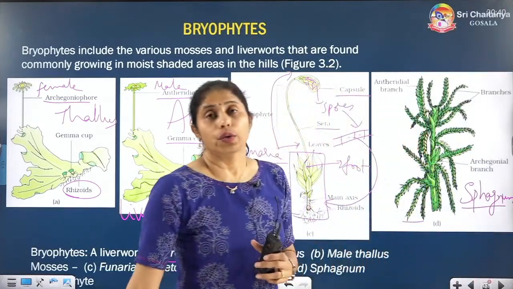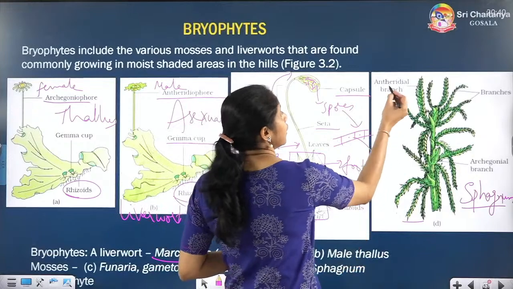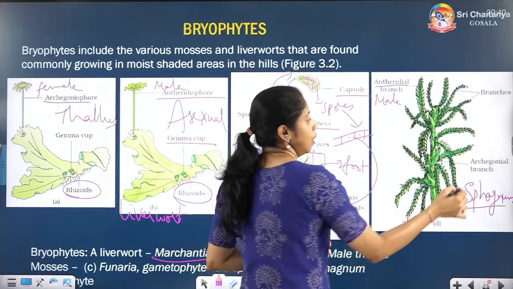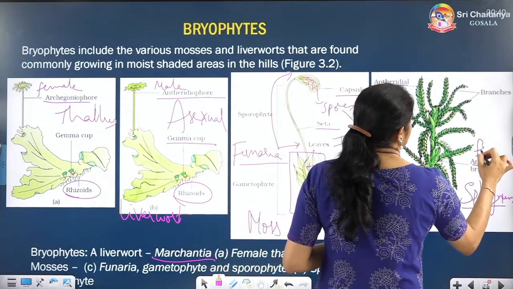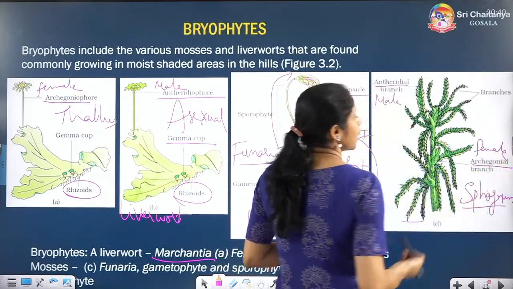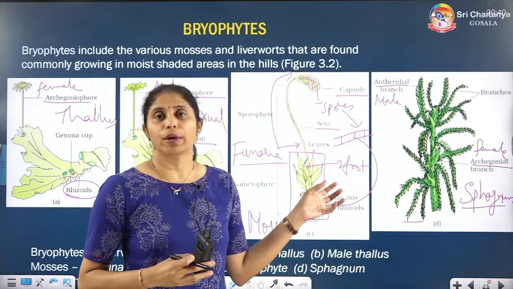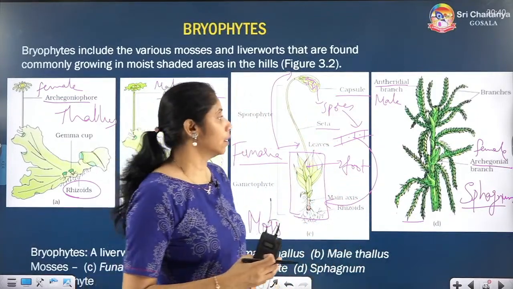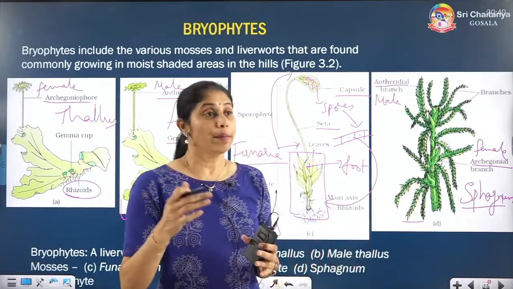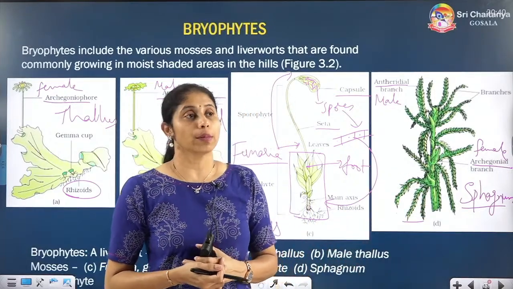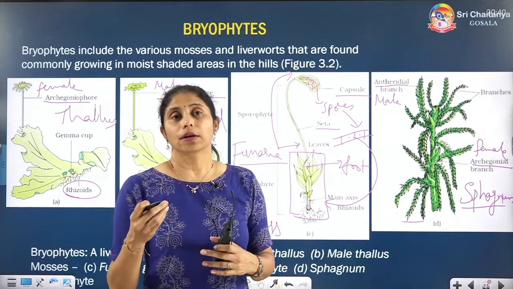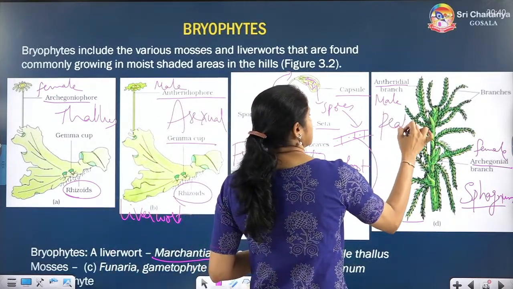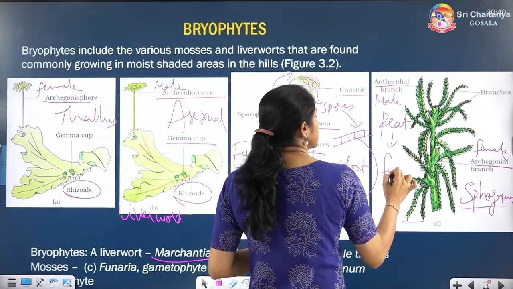In the Sphagnum you can see the antheridial branch is there. Antheridium means male part. Archegonium, female part. So here the archegonia will have the egg, and the antheridia will have the male antherozoids. So Sphagnum is actually the best example because it will give us peat. Peat is generally used as fuel.